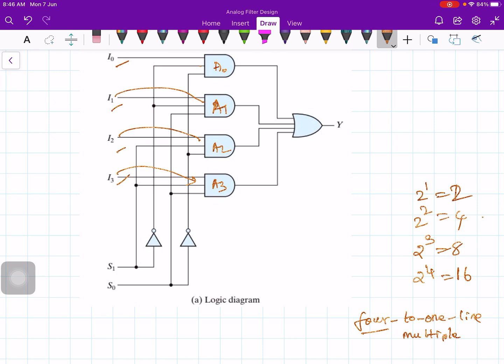Now if you look at these things, it looks like a decoder. If you remove the I0, I1, I2, I3 lines and look at the circuit diagram, then it looks like a decoder, right? And remove this OR gate also, then it looks like a decoder. And here I have selection lines S1 and S0. So if you remove this OR gate and the input lines, then it's a decoder. So I have 2 inputs and 4 outputs. Now the outputs of the AND gates are applied to a single OR gate.